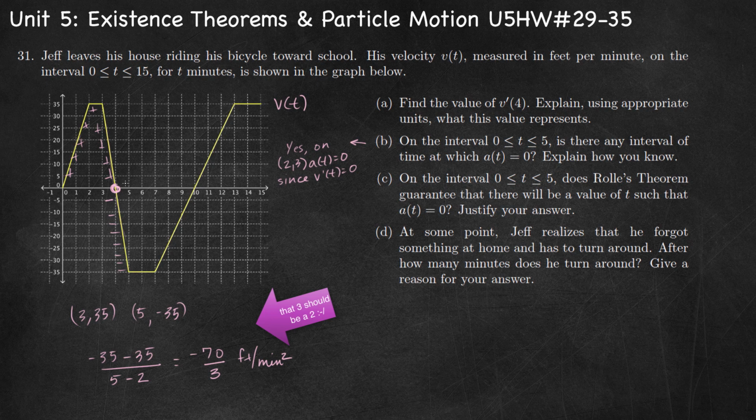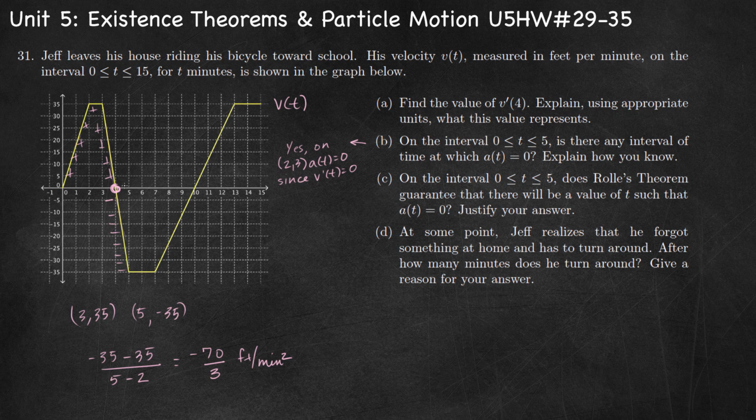Now this graph isn't a very realistic model of his motion, because according to this graph, at time t equals 4, he instantly changes direction while maintaining a constant acceleration. And that would probably be a pretty difficult feat on a bicycle.